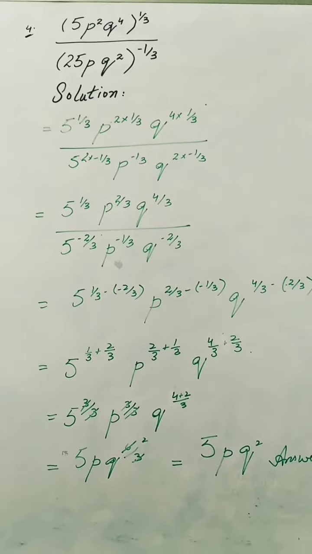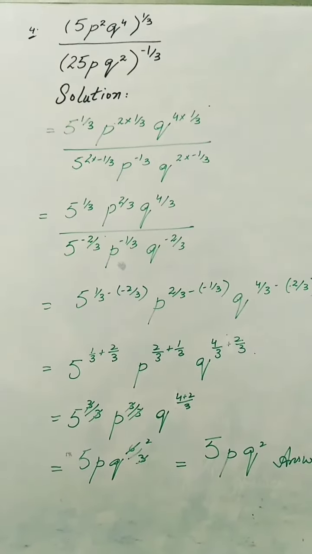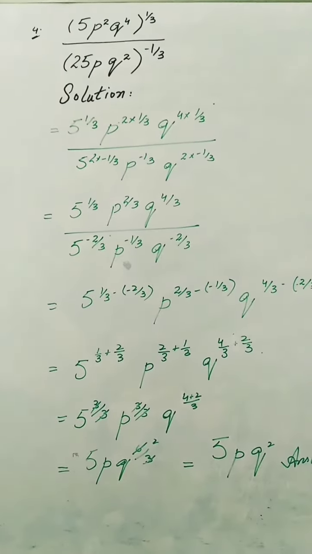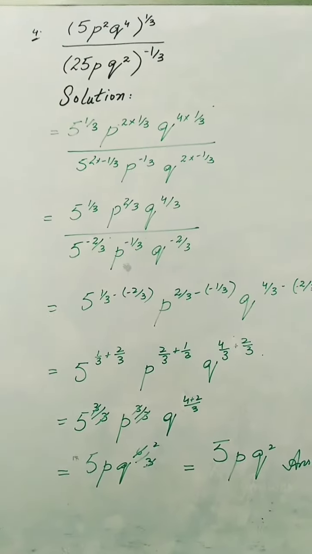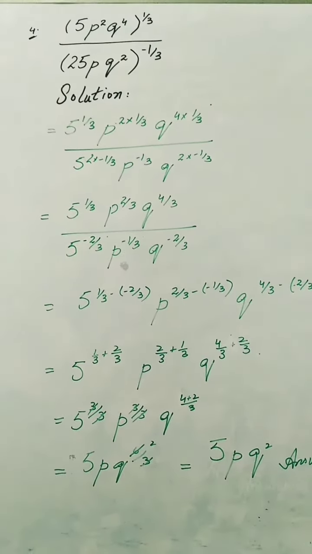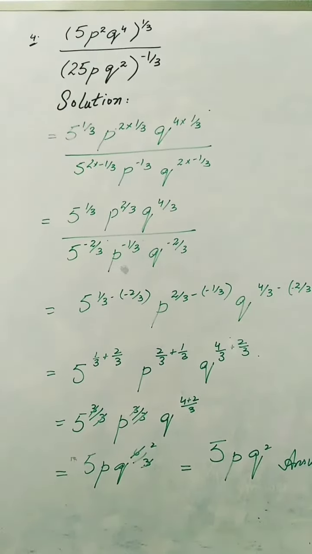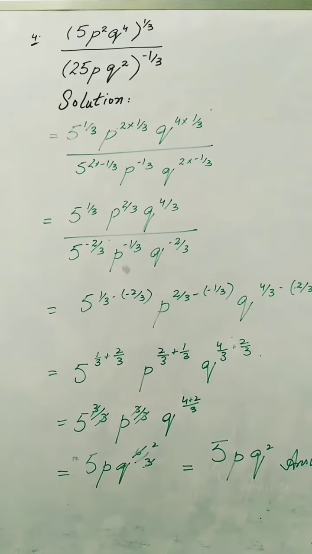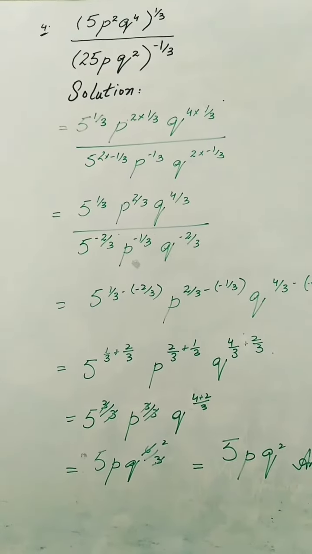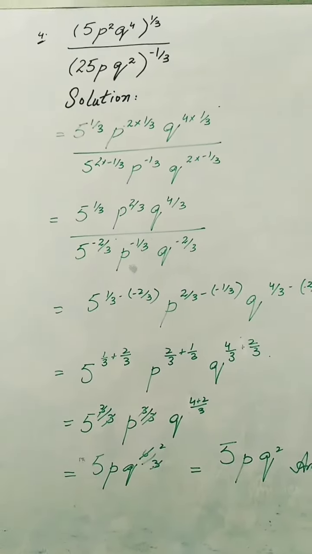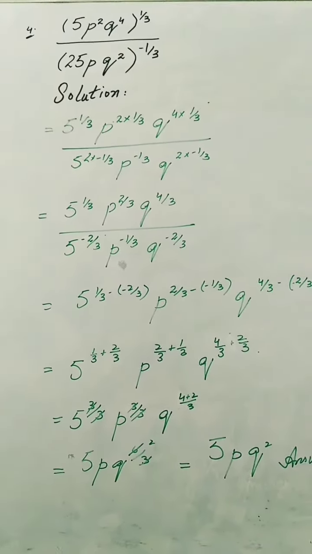Now look at another question which involves division, and the question is (5p square q raised to the power 4) whole power 1 over 3 divided by (25p q square) whole power minus 1 over 3. Again, first we solve the bracket. So it becomes 5 raised to the power 1 over 3, p square multiplied by whole power 1 over 3, q raised to the power 4 multiplied by 1 over 3, divided by we write 25 as a multiple of 5, which is 5 square, and this further multiplied by the whole power minus 1 over 3.